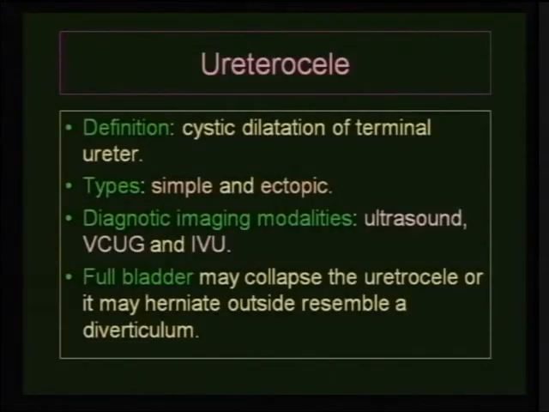Ureterocele. What is ureterocele? A cystic dilatation of the terminal ureter. It could be simple if it is in the normal position of the vesico-ureteric junction, or could be ectopic and causing outlet obstruction of the bladder. Ultrasound will show it, VCUG will show it, and IVU is just history now. A full bladder may press on that ureterocele and may collapse it or even push it outside, herniating outside the bladder wall.